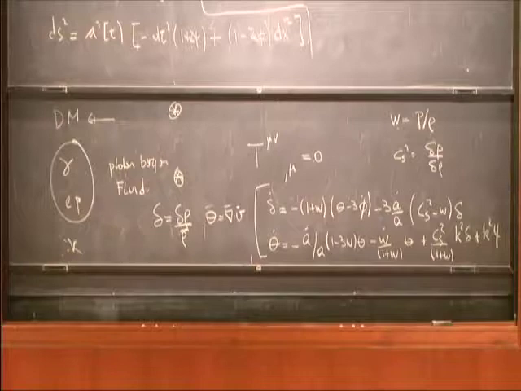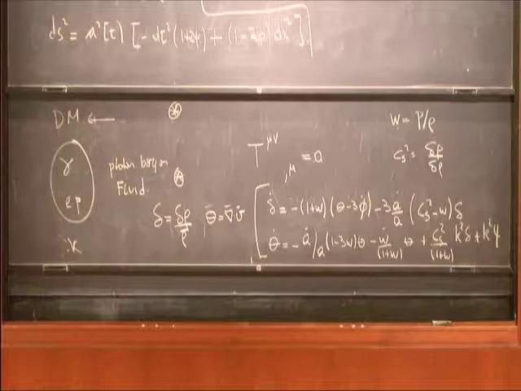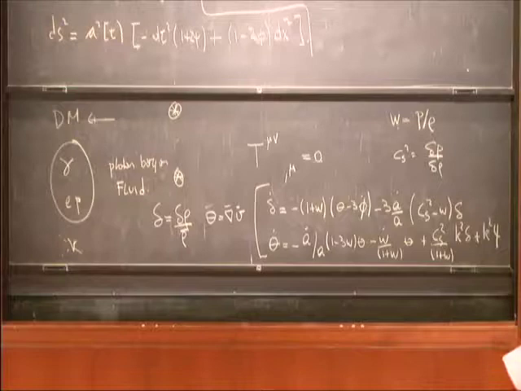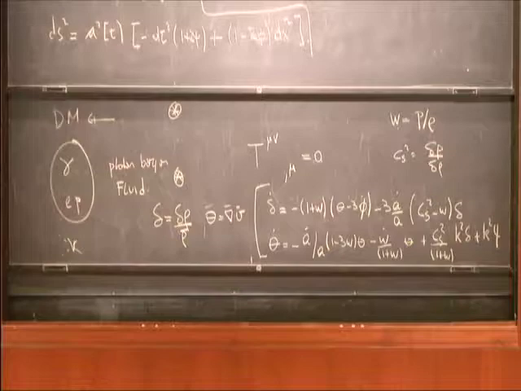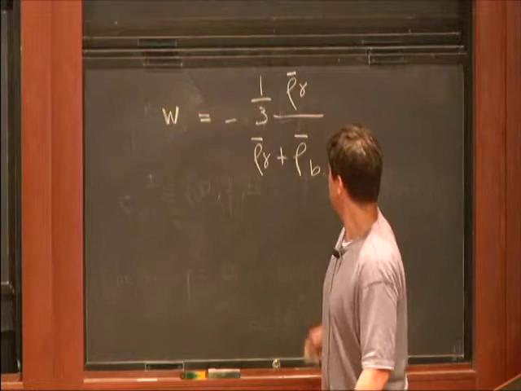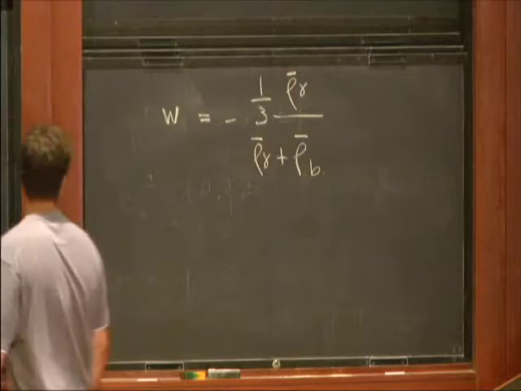In the case of the photon-baryon fluid, for example, what you need to figure out is the sound speed squared. In this case, the pressure is just provided by the photons, but the energy density is W, for example. So the ratio of the pressure over the energy density is just this, where rho B is the energy density in the baryons, and the pressure comes from the photons. So this is W. If the baryons were negligible, this would be 1/3.